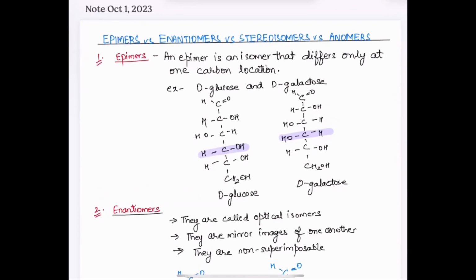I've come up with another set of confusing terms from carbohydrates.